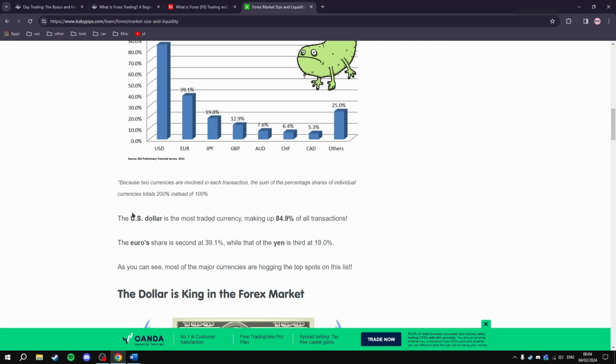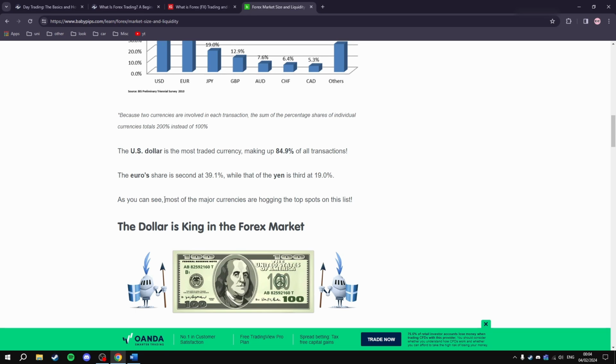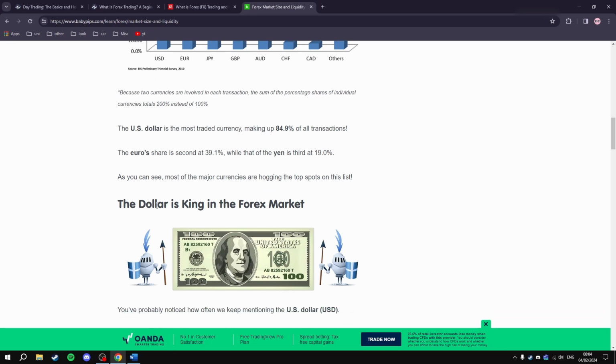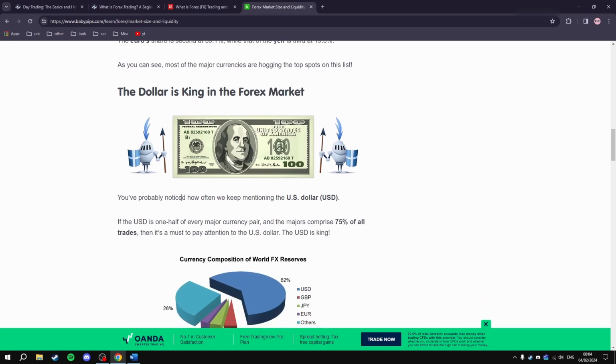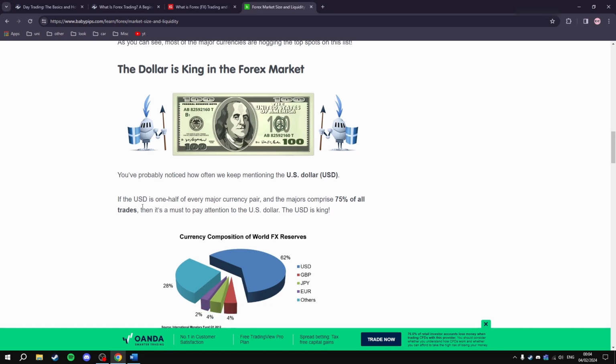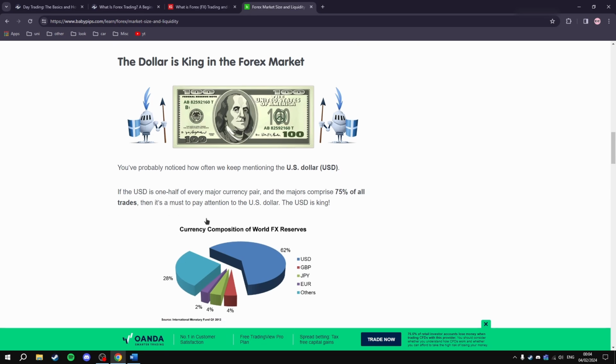The US dollar is the most traded currency, making up 84.9% of all transactions. The euro's share is second at 39.1%, while that of the yen is third at 19%. As you can see, most of the major currencies are hogging the top spots on this list. The dollar is king in the Forex market. You've probably noticed how often we keep mentioning the US dollar. If the USD is one half of every major currency pair, and the majors comprise 75% of all trades, then it's a must to pay attention to the US dollar. The USD is king.